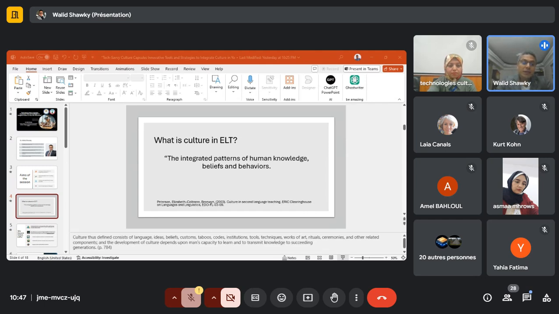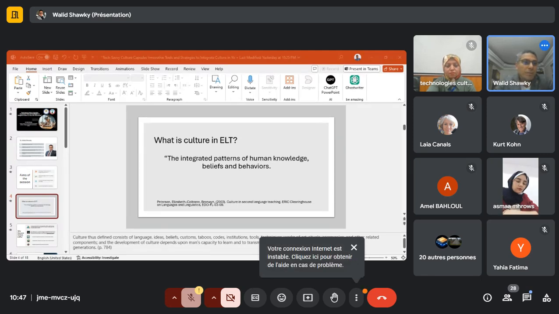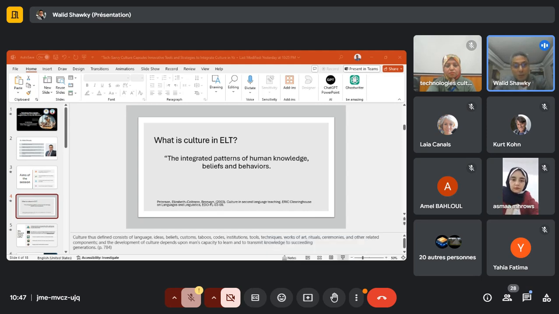We need to also engage our students in the use of authentic materials, because everything in our culture is authentic. It comes from the people of this country. So what do we mean by tech-savvy culture capsule? A culture capsule, as defined by Moran here, is a concise, focused interactional or instructional tool or activity. It could be a tool or it could be an activity designed to teach learners about specific aspects of a culture.